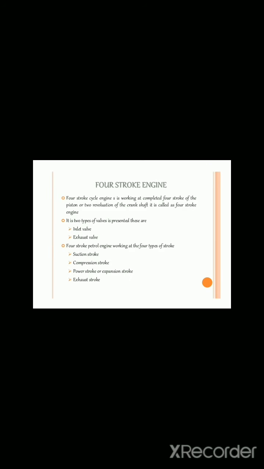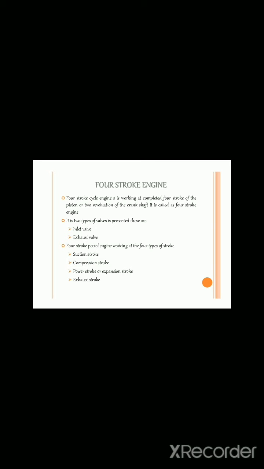A four-stroke cycle engine is one that completes four strokes of the piston, or two revolutions of the crankshaft. It is called a four-stroke engine. It has two types of valves. First one is the inlet valve and second one is the exhaust valve.